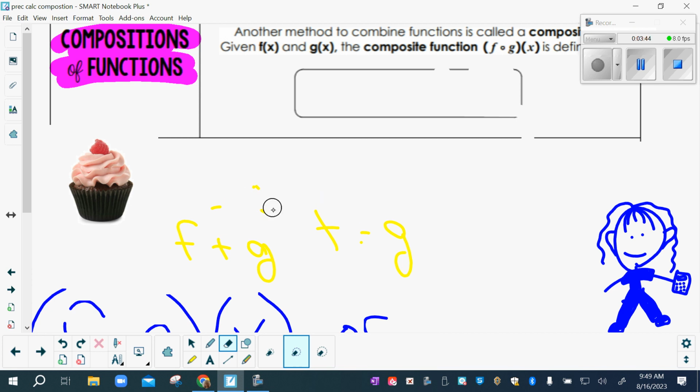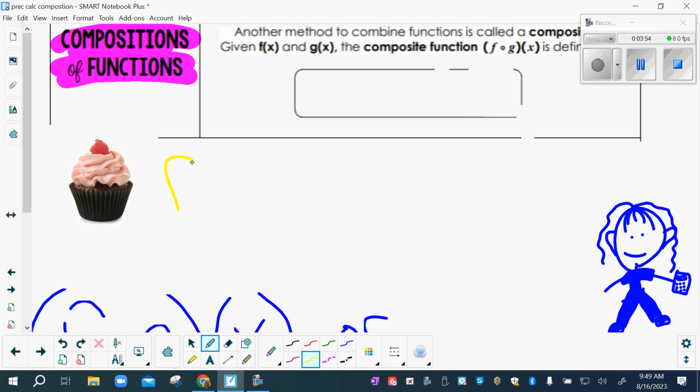Composition looks like one of two things. One makes total sense. One doesn't make any sense at all. One way they write it is they were going to write it like this. Oh, I don't want that. I want blue. They're going to write it like this. Okay.